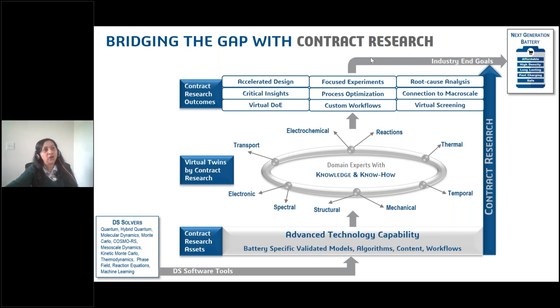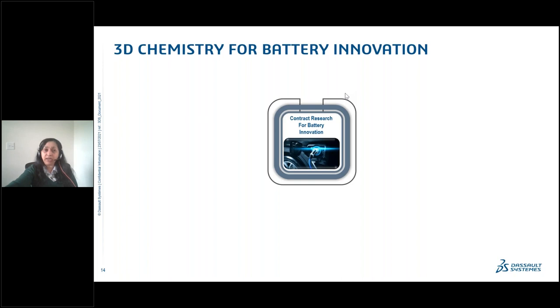We do this not only for batteries, we do it for composites, we do it for fuel cells, we do this kind of exercise for so many different systems. For next generation batteries with improved charge density, longer lifetime, batteries that can be charged faster and at the same time are cheaper, lighter, smaller, we have developed several advanced scientific algorithms, specific methodologies and virtual workflows, and domain specific scientific data has been generated that are very critical. This is available only via the contract research engagement.